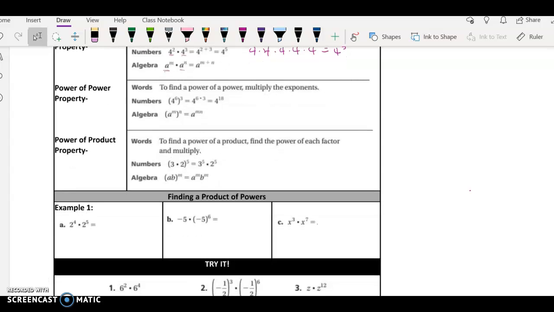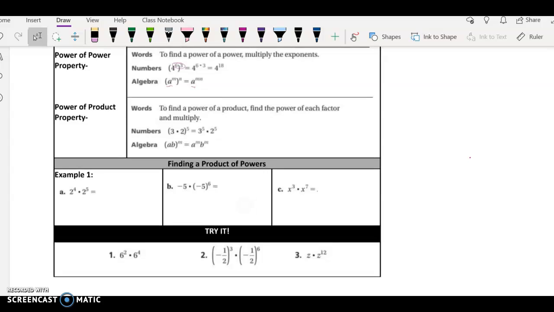So when we have power of power property, we find the power of a power by multiplying the exponents. So anytime we have a power or an exponent, like a base to a power of a number, and then we bring that to another power, it just means that we multiply our two exponents. So we do, in this example, 6 times 3, which gives us 18. So now it's 4 to the 18th power. Same thing with algebra. When we have a letter as the base, we still multiply the exponents together if it's being raised to an exponent.